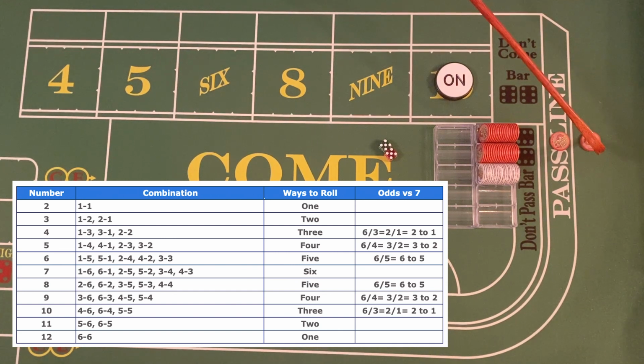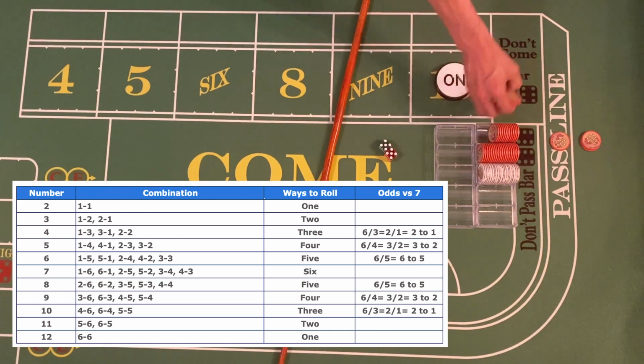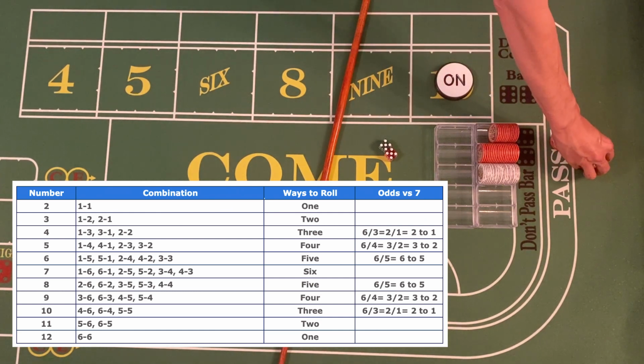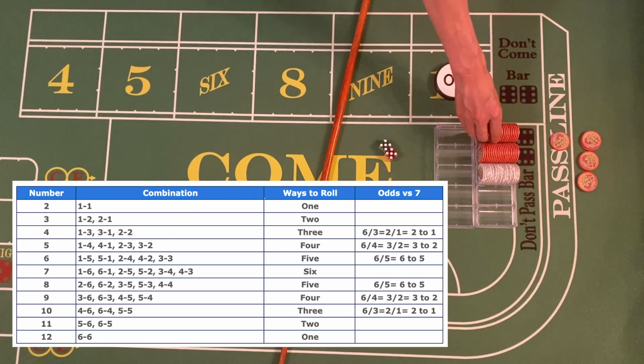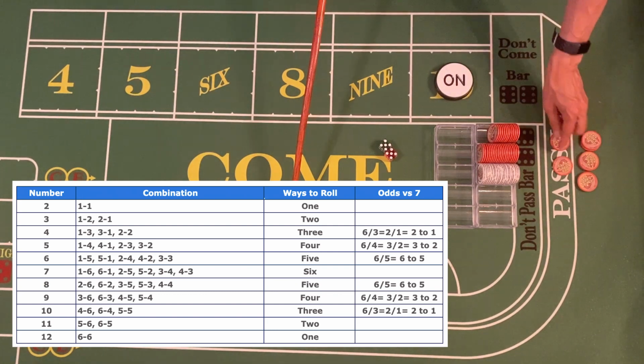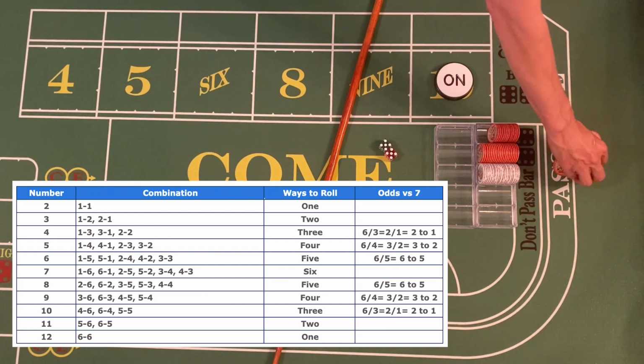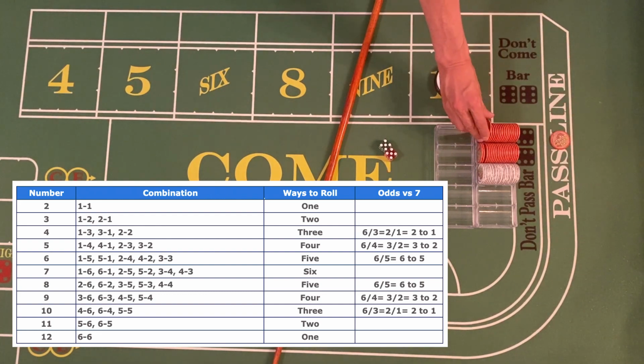So you do some simple math, the 6 over 3 is the same as 2 over 1, or 2 to 1. So that means for every chip I have down, I get 2 back. So if I were to make the point and I made this, I would get 2 times my bet back. So that's odds are 2 to 1. Again, that's a great bet. This base bet would pay 1 to 1. And your odds bet would pay 2 to 1 because the point is 10.